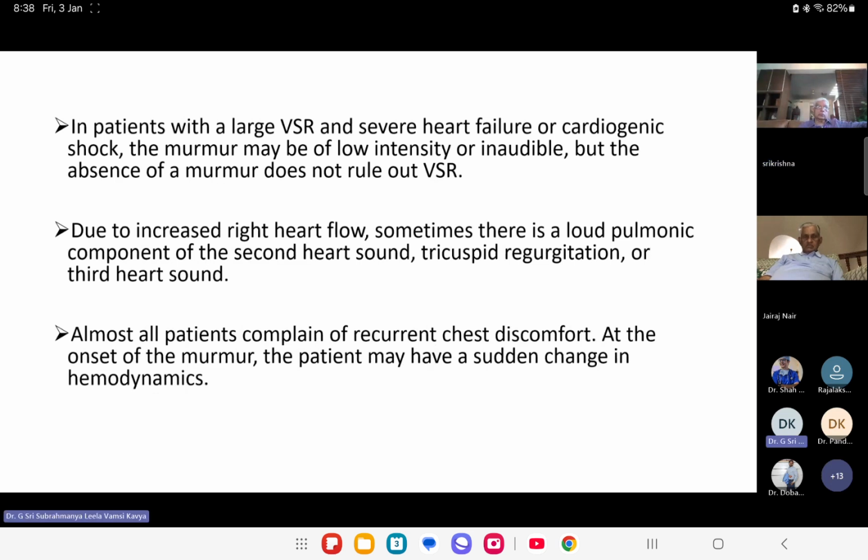In patients with a large VSR and severe heart failure or cardiogenic shock, the murmur may be of low intensity or inaudible, but the absence of a murmur does not rule out VSR. Due to increased right heart flow, sometimes there is a loud pulmonic component of the second heart sound, tricuspid regurgitation, or a third heart sound. Almost all patients complain of recurrent chest discomfort. At the onset of the murmur, the patient may have a sudden change in hemodynamics.